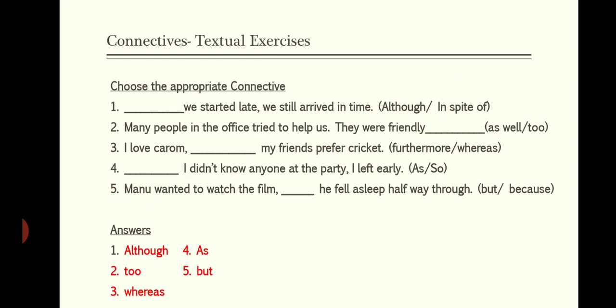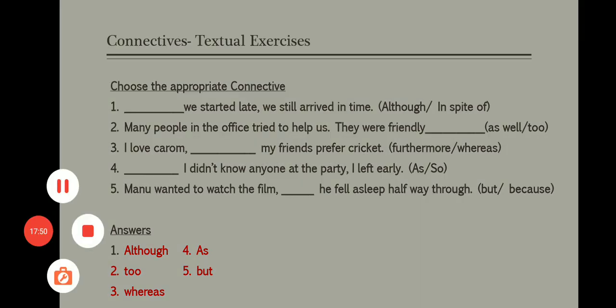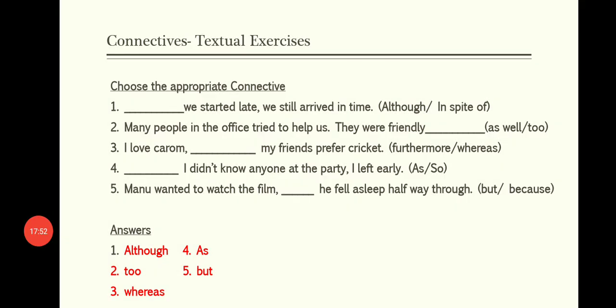Then we have textual exercises. So the first exercise is choose the appropriate connective. You are given two connectives in brackets, and from the bracket you have to use the appropriate connective. Dash, we started late, we still arrived in time. Although we started late, we still arrived in time.